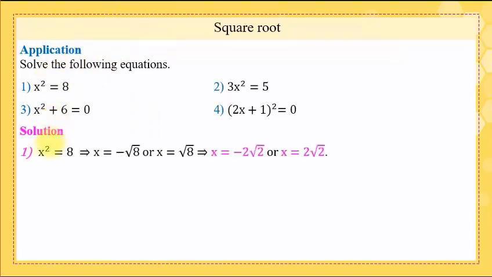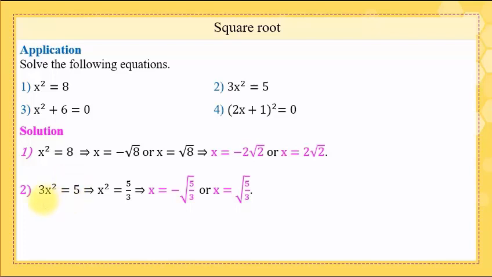The first one, x power 2 equals 8. 8 here is positive, so we have two solutions, x equals minus radical 8 or x equals radical 8. Then we simplify radical 8 inside the radical to find x equals minus 2 radical 2 or x equals 2 radical 2.